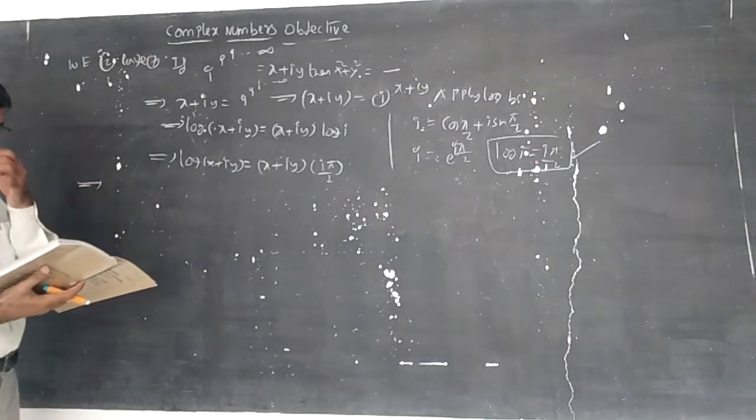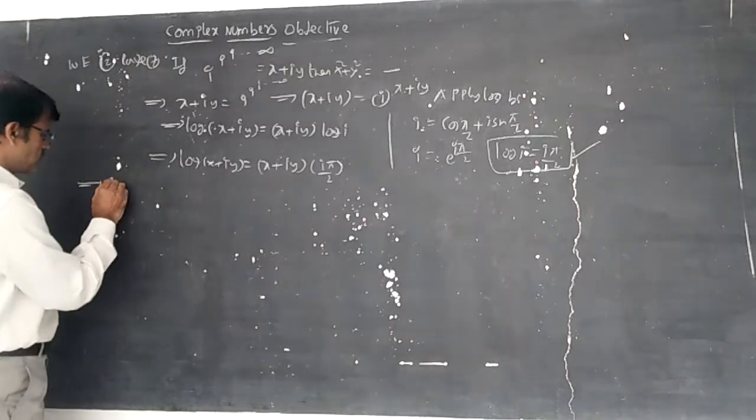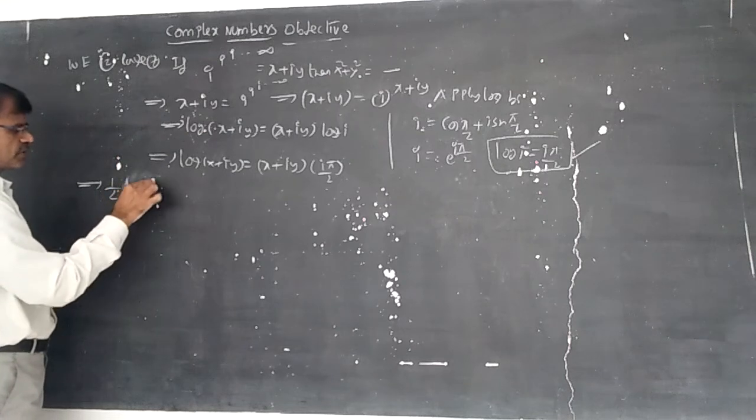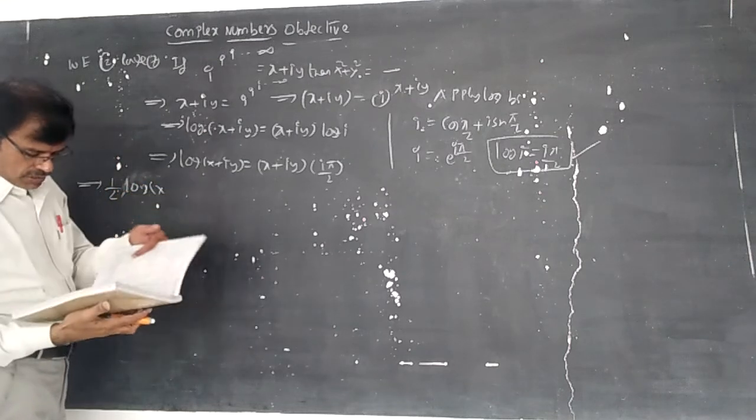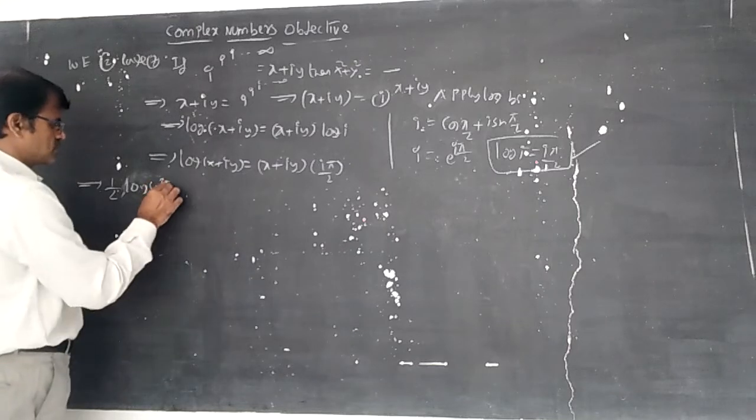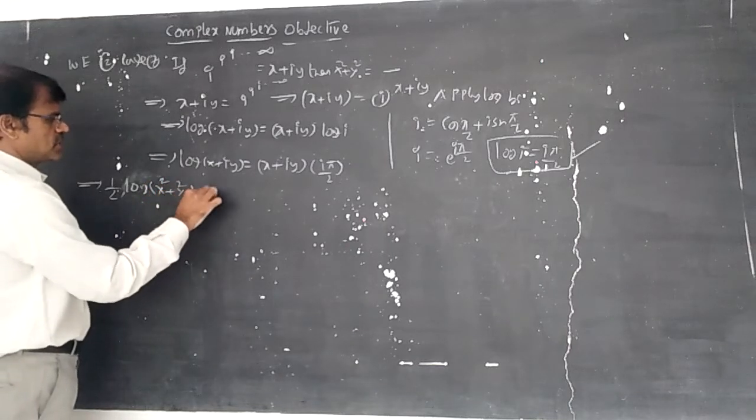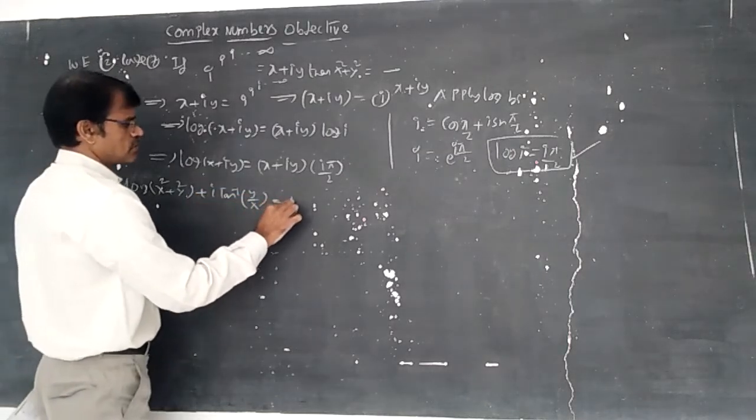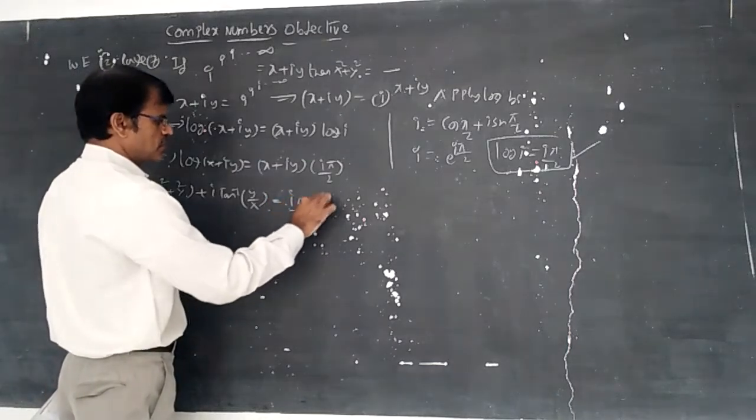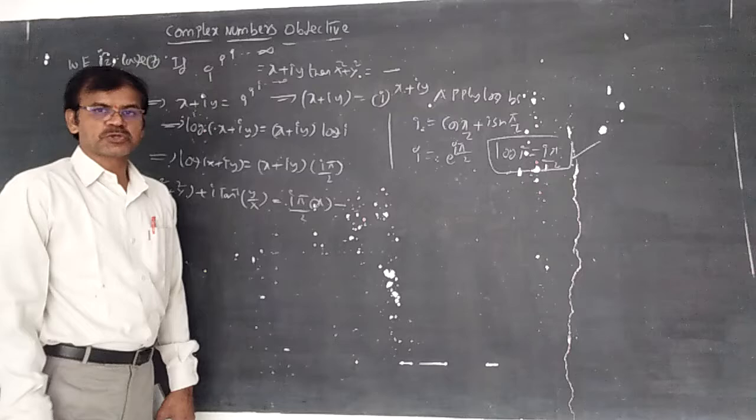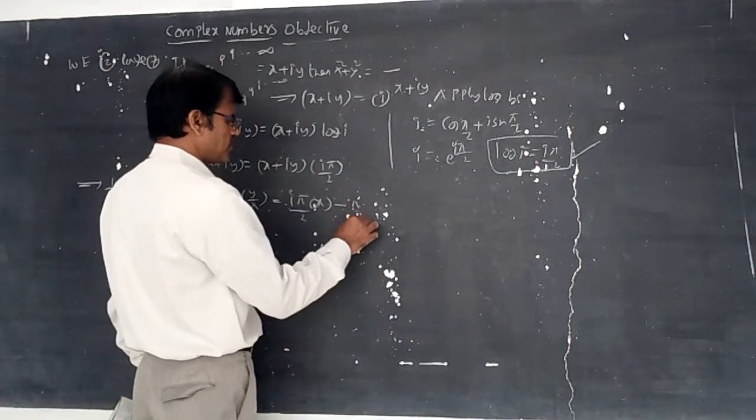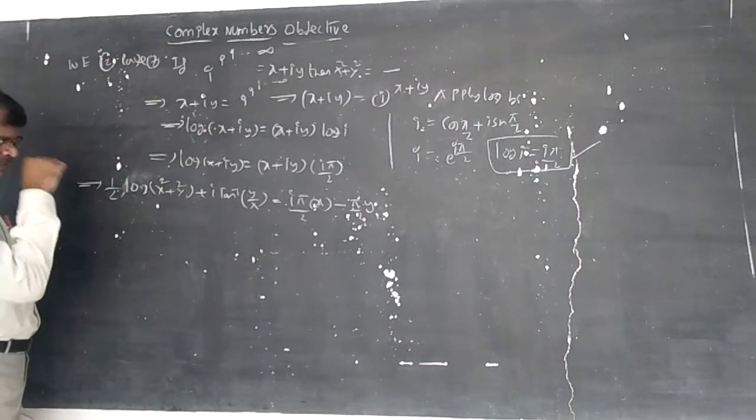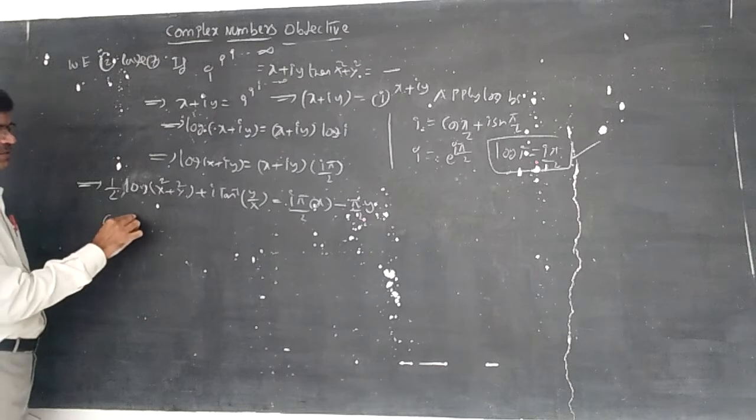Using this we can write what we thought: 1 by 2 logarithm of x square plus y square plus i tan inverse y by x is equal to i pi by 2 into x plus i y, where i square is minus 1, so minus pi by 2 y plus i pi by 2 x. Now compare real and imaginary parts.